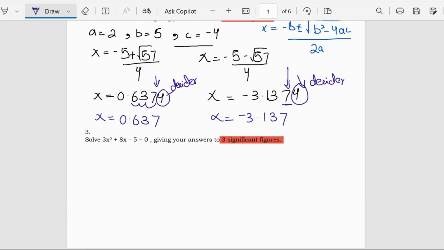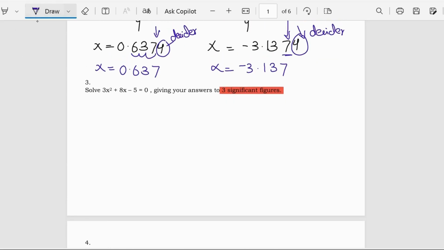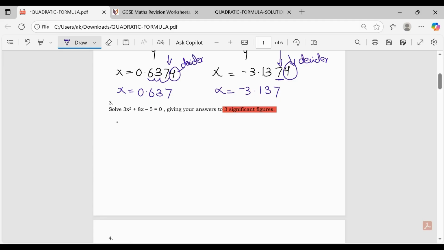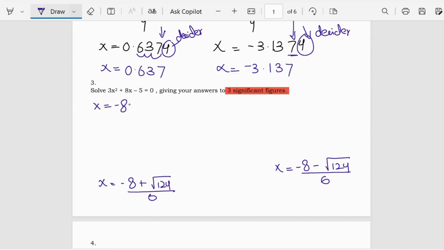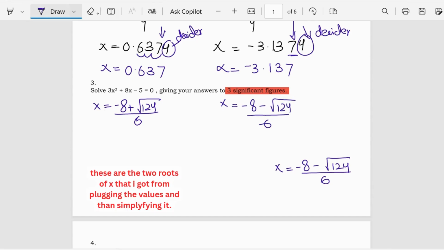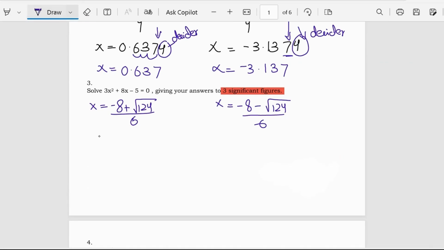For question 2, you have to put the value of the same thing to 3 significant figures. First of all, you do all the steps like we did for question 1. So x equals -8 plus square root 124 divided by 6, and x equals -8 minus square root 124 divided by 6. I'm just going to plug the values into the calculator and get my answer. So x equals 0.52258.